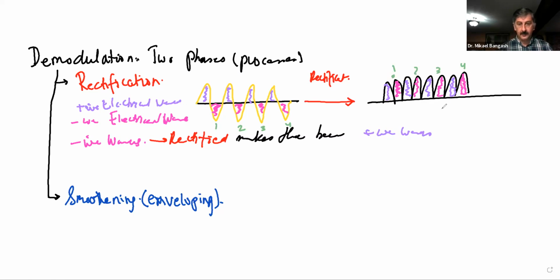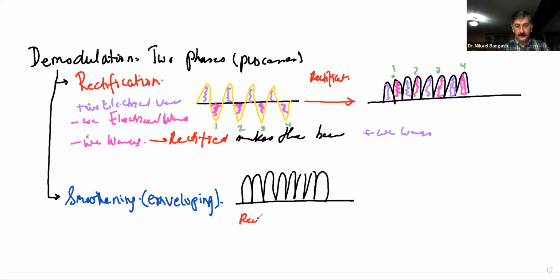Now we can take this as the rectified signal here. And we just do as we did before: 2, 3, 4, 6. Now this is the order. Rectified. Now it just needs to be smoothened out.